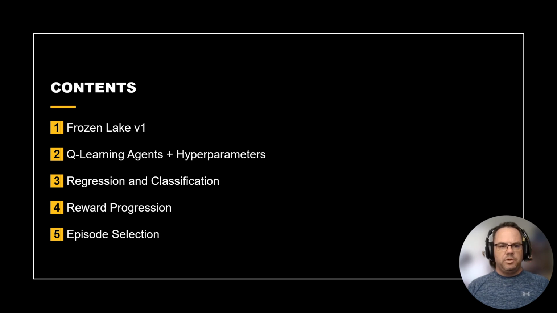For this presentation, we're going to look at the Frozen Lake environment, the Q Learning agents plus their hyperparameters, regression, classification, the reward progression as they were training, and episode selection.